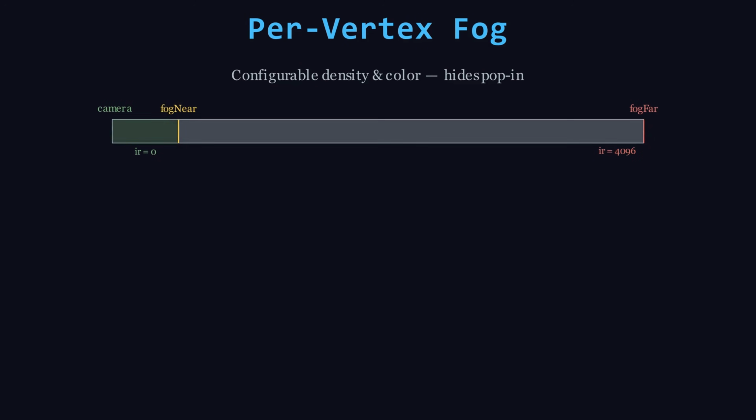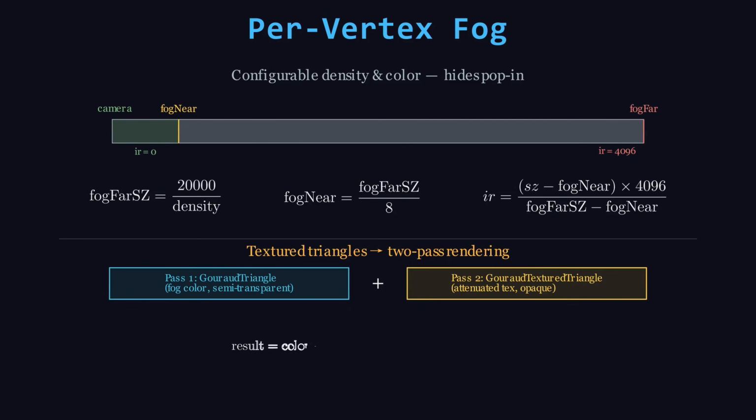And then there's fog. This is per vertex fog with configurable density and color. For textured triangles, it actually does a two-pass approach, one for the fog overlay and one for the attenuated texture. This approach is known as Silent Hill Fog, since it used it. And there's an amazing video by Elias which helped me actually implement this, so thank you. Is it expensive? Yeah. Does it look good?